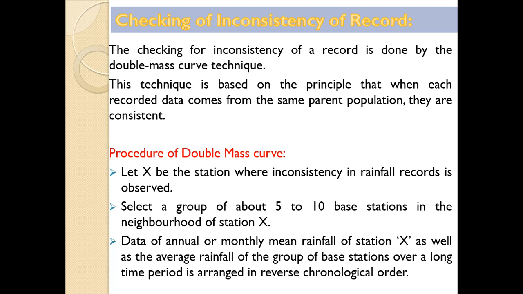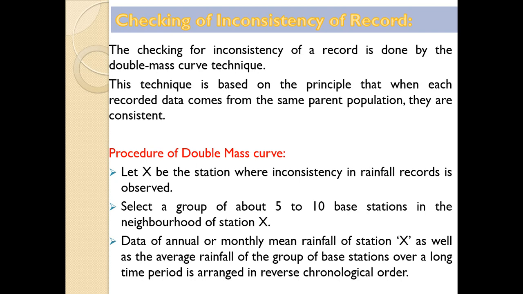Double mass curve means what? There is accumulated precipitation on both axes, and time as a third parameter. So it is a double mass curve. This technique is based on the principle that when each recorded data comes from the same parent population, they are consistent. Now, how to plot this double mass curve and how to check the inconsistency?